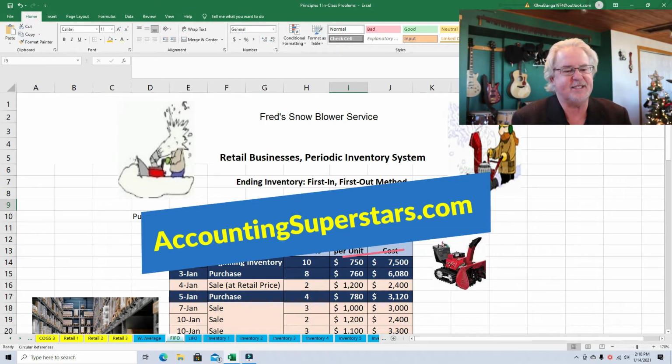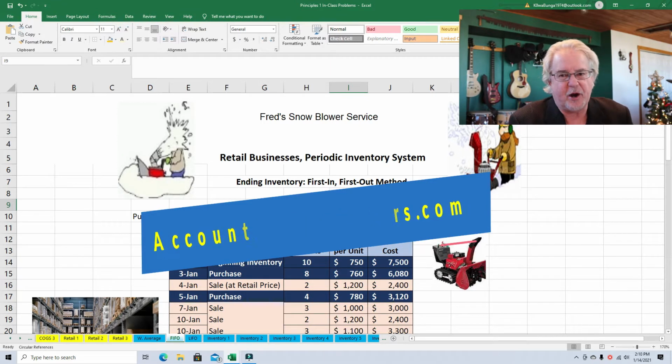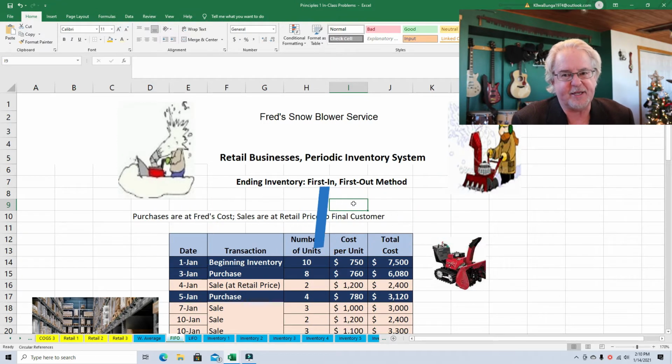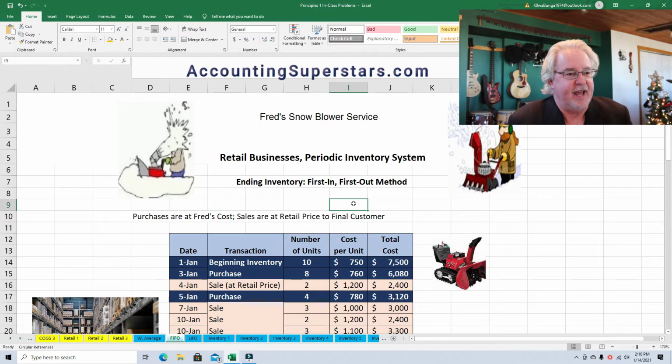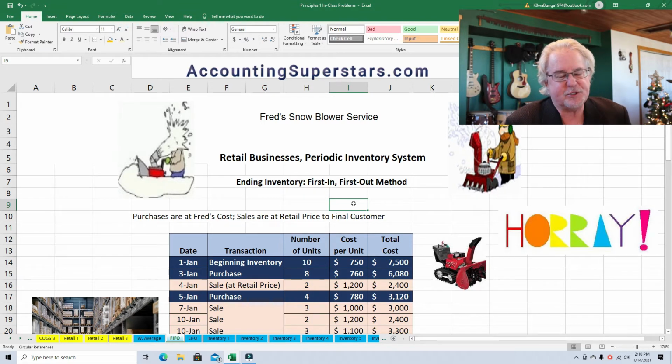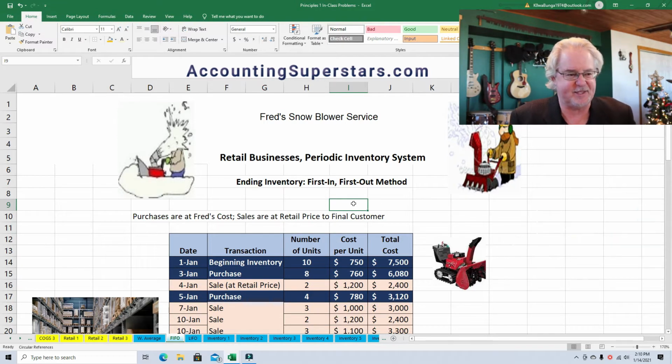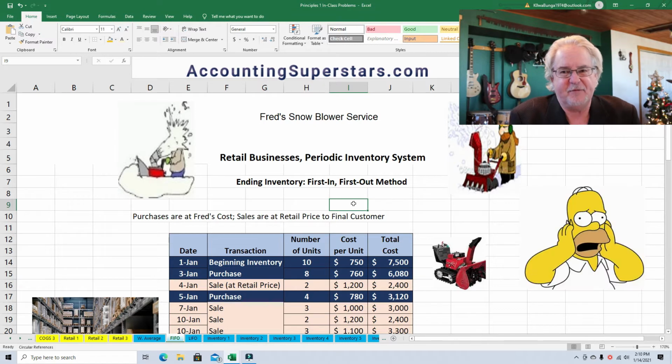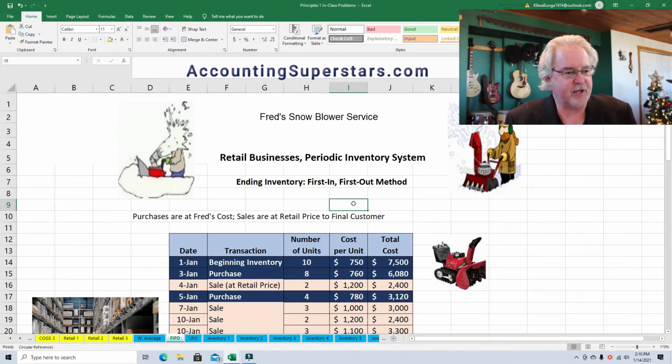So this lesson is designed for people who are in their first semester of accounting and studying inventory. And the topic is first in, first out inventory. Now, when I was in college, most everybody in the class did not understand this. I remember that day vividly. And I've got a great way to explain it, and you will get it if you hang in there, all right? Just follow along with this video. It's not very long. So let's get started.